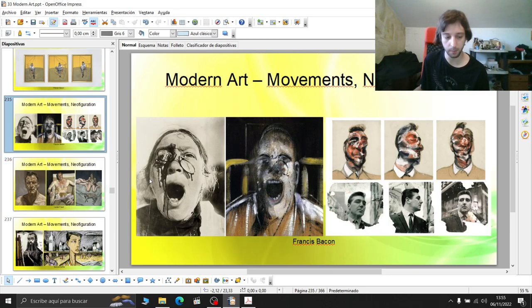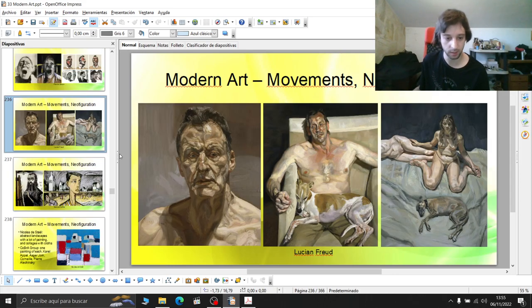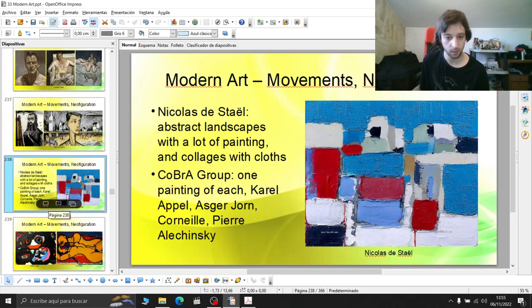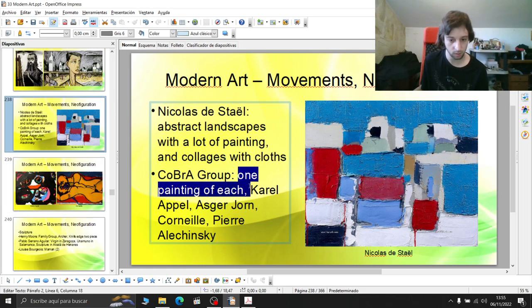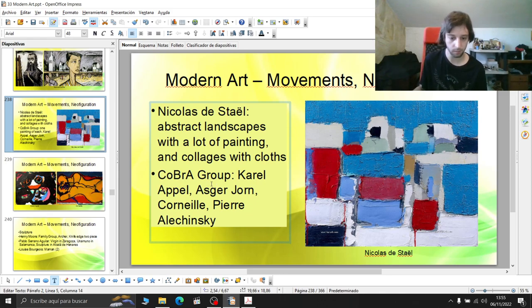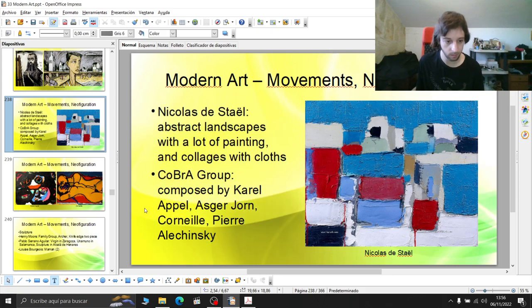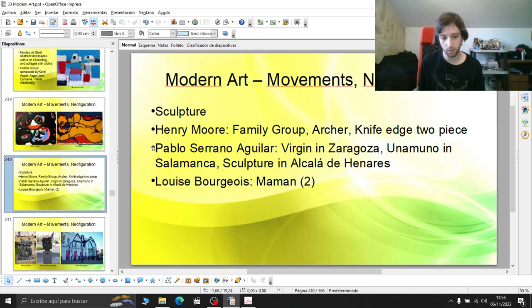This is from the Potemkin film. Lucian Freud, these paintings are very cool. Bernard Buffet. Nicolas de Staël, Amsterdam landscape with a lot of paint and collage with clothes. Cobra Group, one painting of his. Here just examples. And then sculpture of neofiguration.